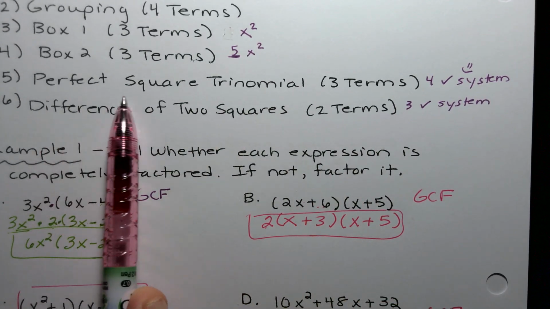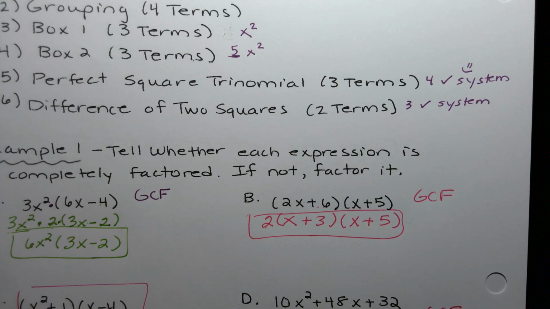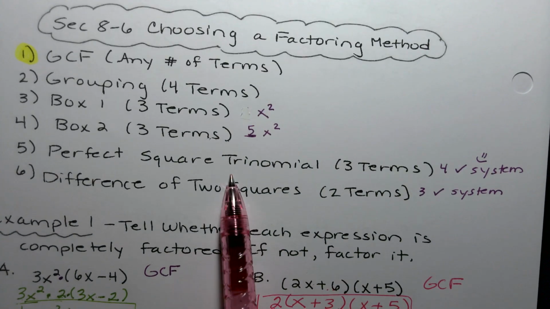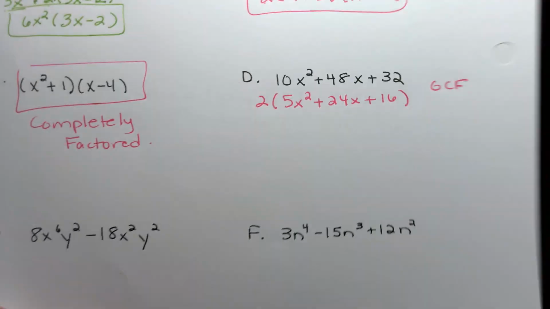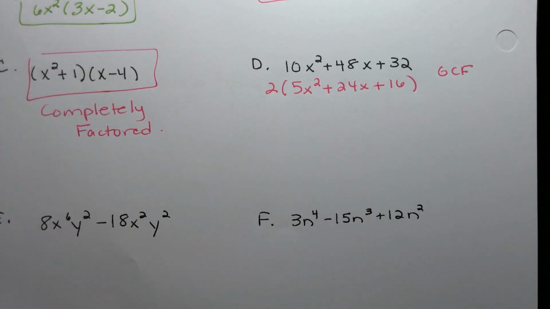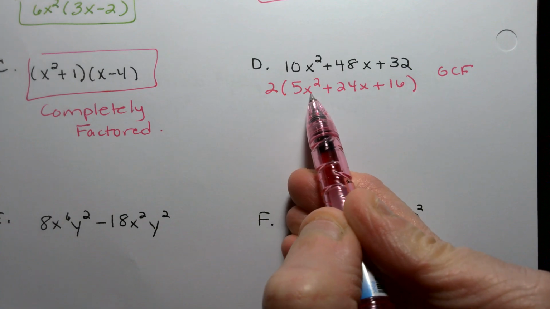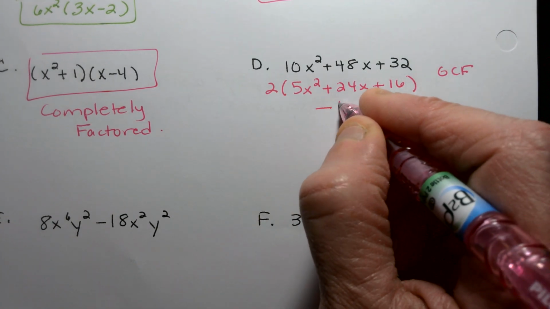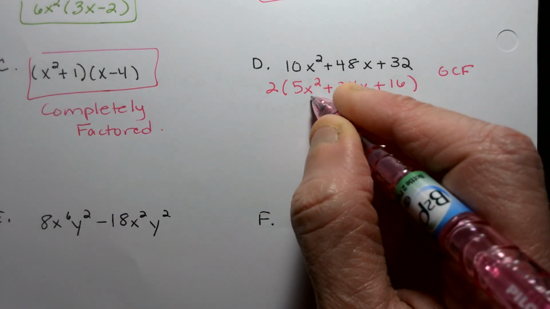It could be a perfect square trinomial, which I will say no to right off the bat, because 5 is not a perfect square. But then we go up here and we have box 1 and box 2 to look at. Which one would this be? That's right, it's going to be box 2 because there's something before the x squared. So we're going to set up our box: what plus what equals what, times what equals.